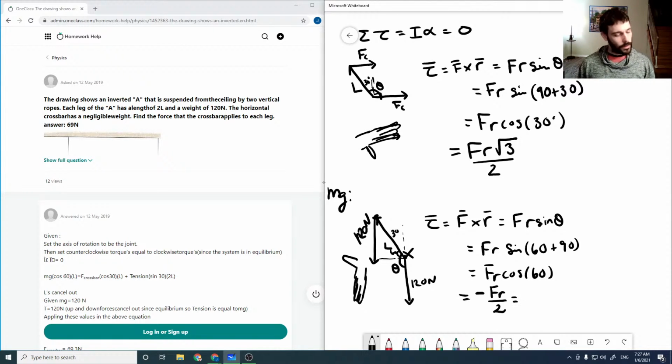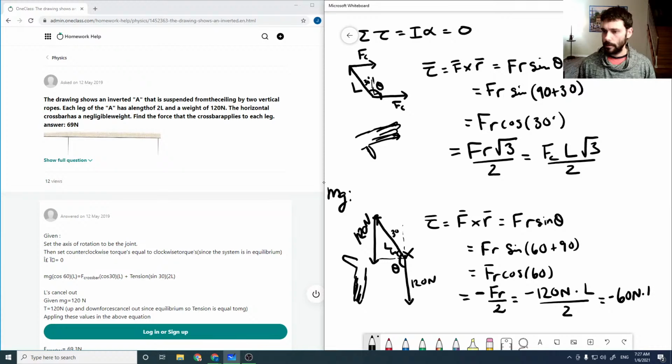And actually in this case, we do have quite a few of the values, so this should have been FC times R, in this case L root 3 over 2. And in this case, we have minus 120 newtons times L over 2, which is just minus 60 newtons times L.